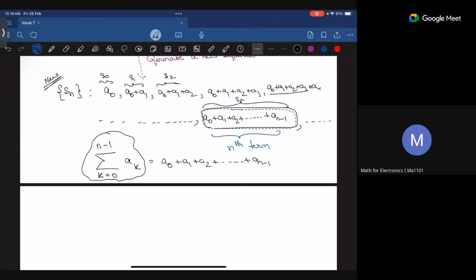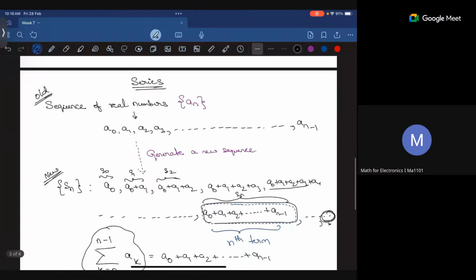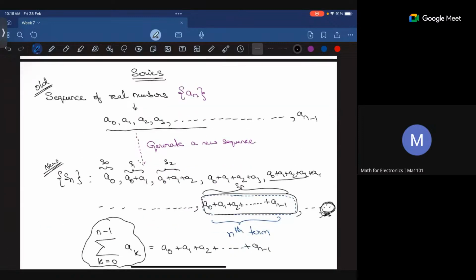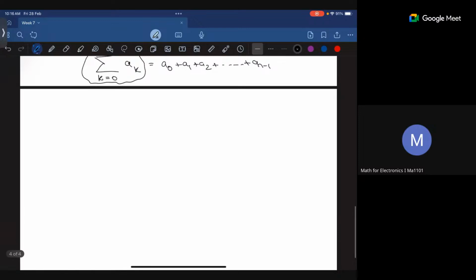Now, what series is this? The last term of this new sequence that is formed. The last term is almost like you are adding up all the terms in the old sequence, right? And the old sequence has infinitely many terms. So that means you are adding up infinitely many terms. That is what a series is. So this series is generated from the sequence. There is no stopping point. It will go till infinity.